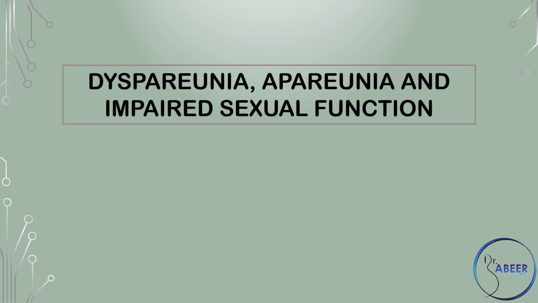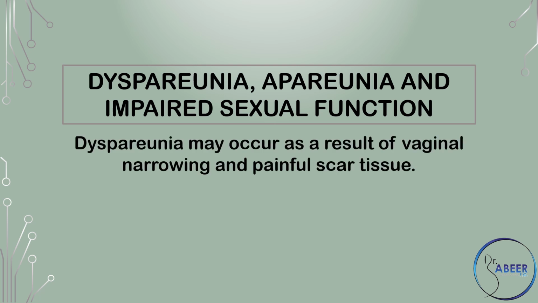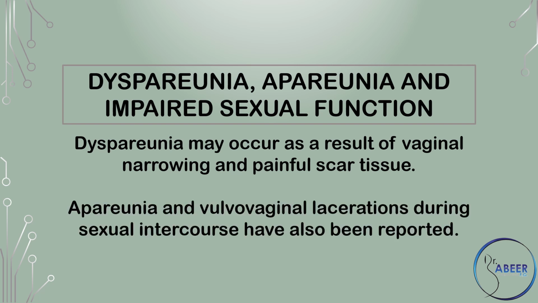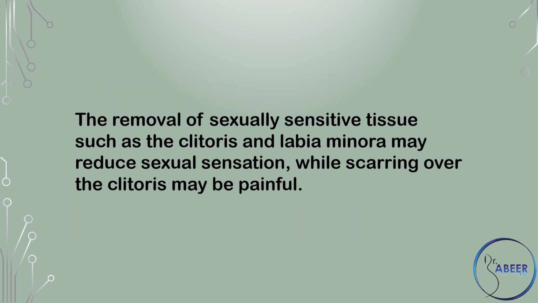Dyspareunia, apareunia, and impaired sexual function. Dyspareunia may occur as a result of vaginal narrowing and painful scar tissue. Apareunia and vulvovaginal lacerations during sexual intercourse have also been reported. The removal of sexually sensitive tissue, such as the clitoris and labia minora, may reduce sexual sensation, while scarring over the clitoris may be painful.